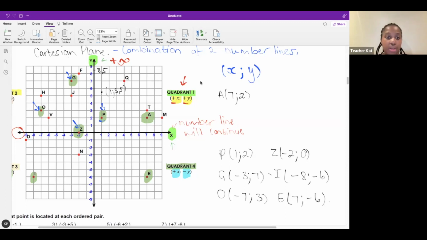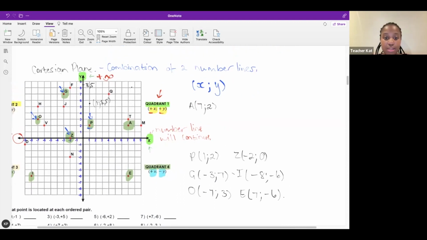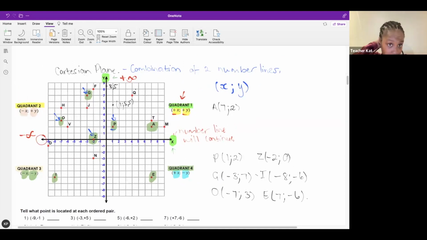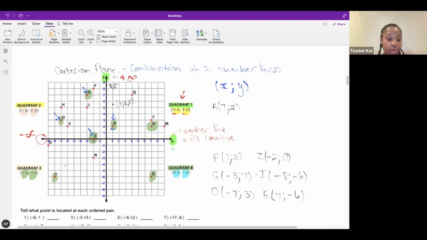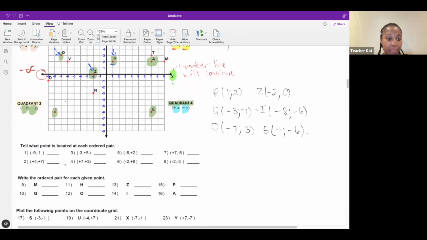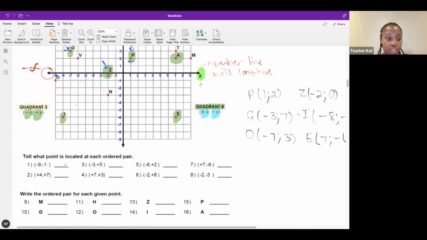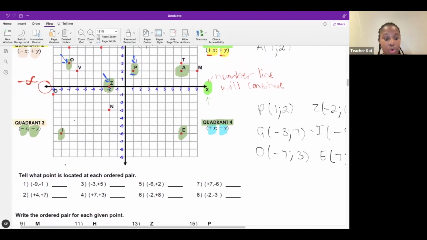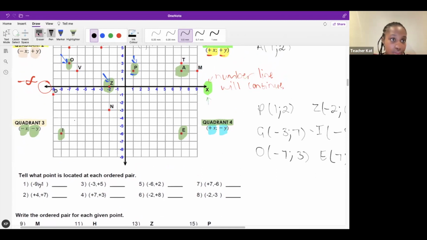Wonderful. Do you guys now understand how this works? Let us check. We've already done some of this, but let's answer a few of these. Which point is located at each ordered pair? This time they're giving us coordinates. They didn't even write them correctly because this is supposed to be a semicolon, not a comma. Let me fix this quickly. I'm going to write a dot there, a dot there. Let's just do the odd numbers. So number 1, -9 and -1. Which point is located there?